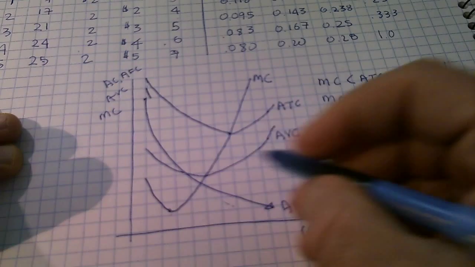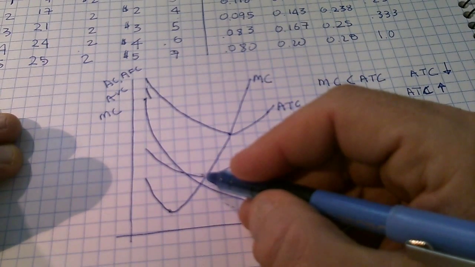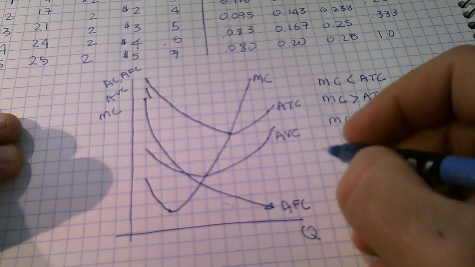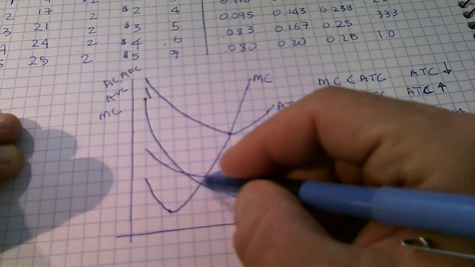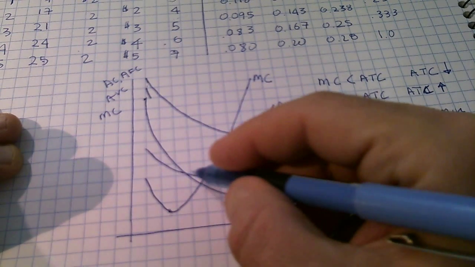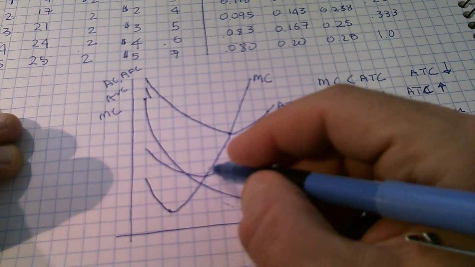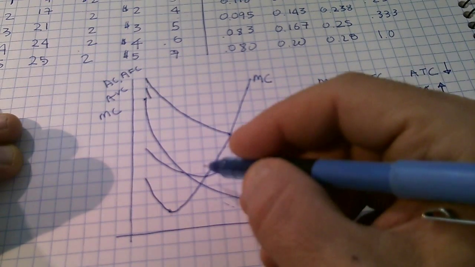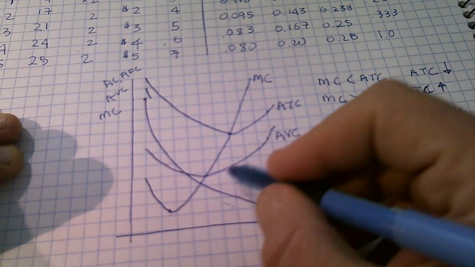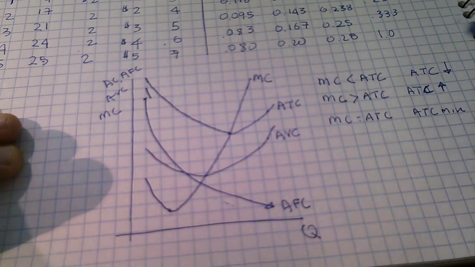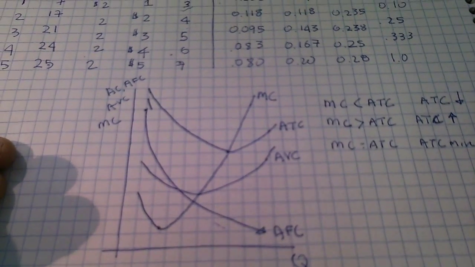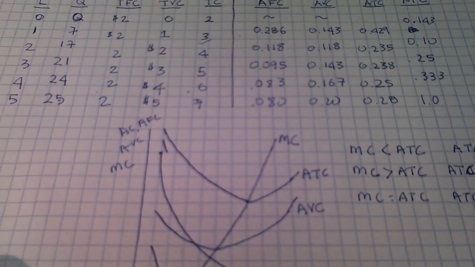And the same applies to the average variable cost. As long as marginal cost is below average variable cost, it will be declining. When marginal cost is above average variable cost, it will be pulled up. Yeah, and that's it.